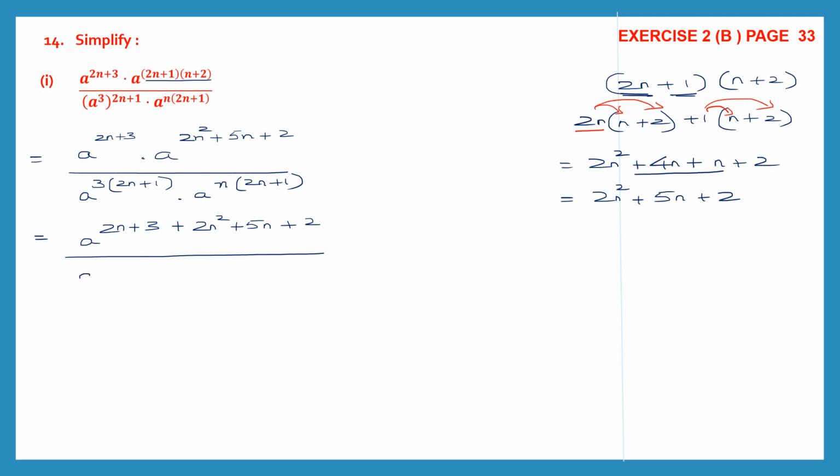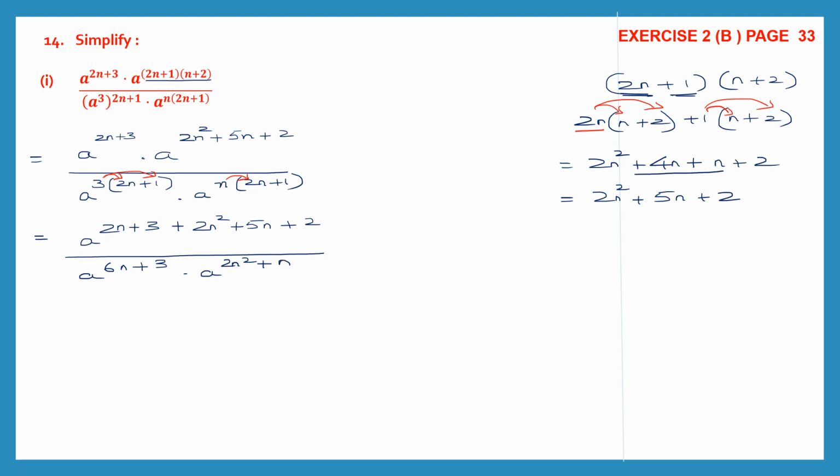Now down what do we have? Here we have a raised to the power of, now let's do the multiplication, 3 into 2n and 3 into 1. So 3 into 2n is 6n and 3 into 1 is 3 plus 3 into, here also let's multiply a raised to the power of n into 2n, which is 2n square plus n into 1. So that is n itself.